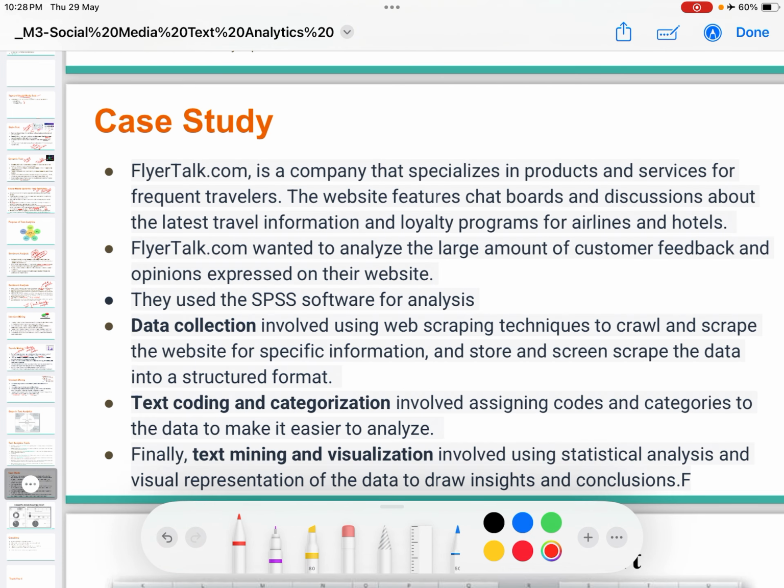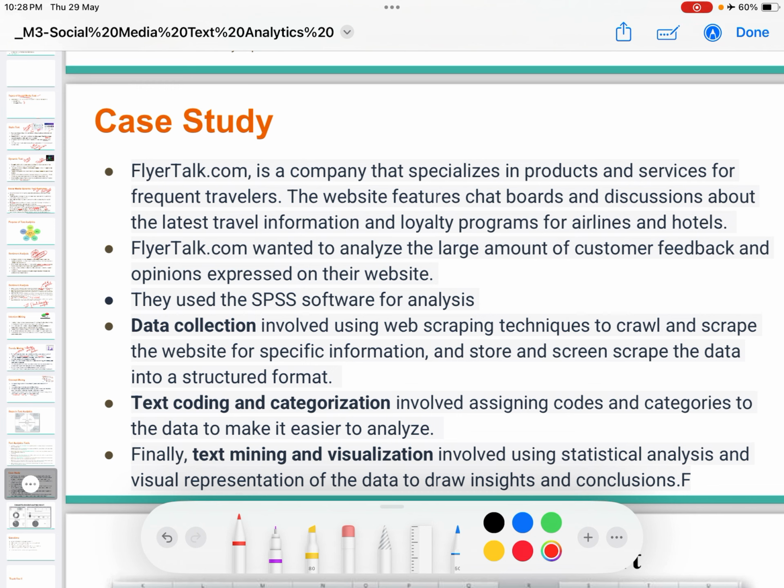So, a case study. Flyertalk.com is a company that specializes in products and services for frequent travelers. The website features chat boards and discussions about the latest travel information and the loyalty programs for airlines and hotels. Flyertalk.com wanted to analyze the large amount of customer feedback and opinions expressed on their website. They used the SPSS software for analysis.